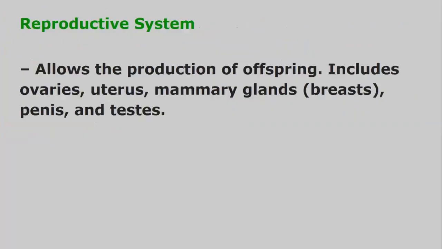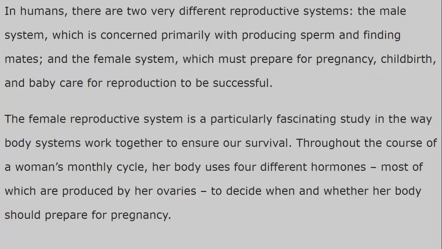The reproductive system allows the production of offspring and includes ovaries, uterus, mammary glands, penis, and testes. In humans, there are two very different reproductive systems: the male system, which is concerned primarily with producing sperm and finding mates, and the female system, which must prepare for pregnancy, childbirth, and baby care for reproduction to be successful.